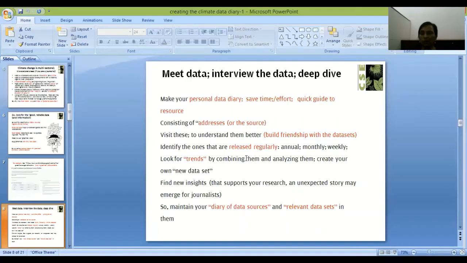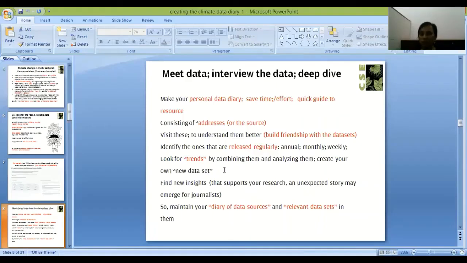Okay. And so as you create your list, make a note of the ones that are released regularly. For example, websites that release numbers regularly on a weekly basis, monthly basis, annual basis should be on the top. And the beauty of this will be, you can look for trends by combining these, you can analyze them and create your own data set. And that could probably give you a new insight altogether.